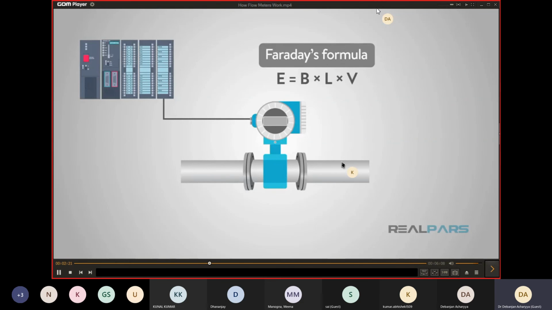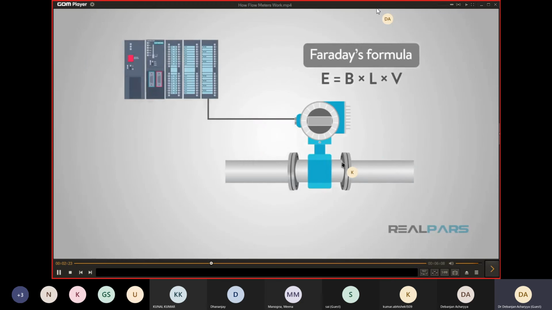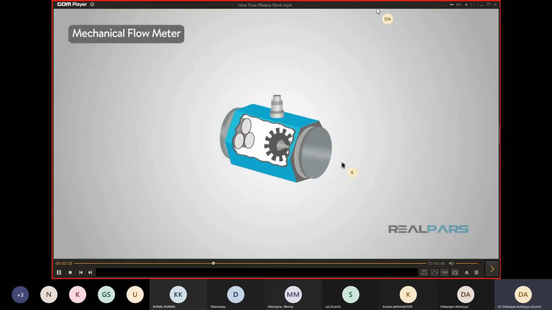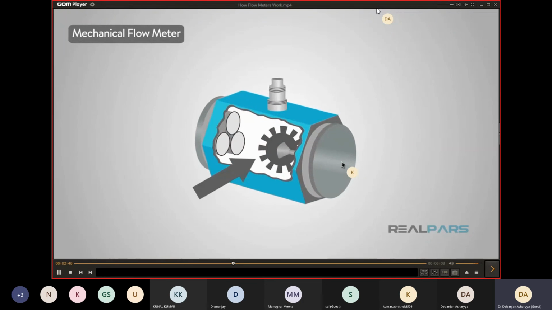While mag meters work based on Faraday's formula, other flow meters work in different ways. For instance, a mechanical flow meter has some moving internal parts which may not fit with specific applications, such as dirty water that carries large particles that may cause damage or obstruct the internal parts. The mechanical flow meter has a rotational device inside, such as a paddle wheel or a propeller.